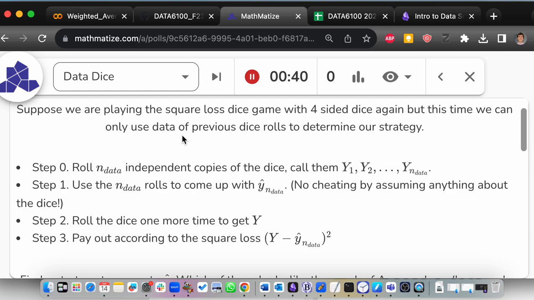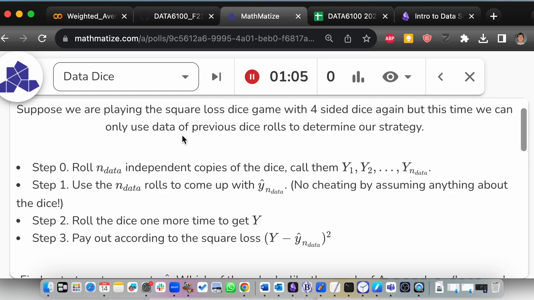Then we roll it, it comes out 1 again. Then we roll it, it comes out 2, and so on. And we're going to do this n data times. Before, we knew that the dice was equally likely to land on all 4 sides, and this time we don't know that. We only have this data set of rolling the dice n data times. We're going to call them y1, y2, all the way up to yn data, which are the values that we got when we rolled it.